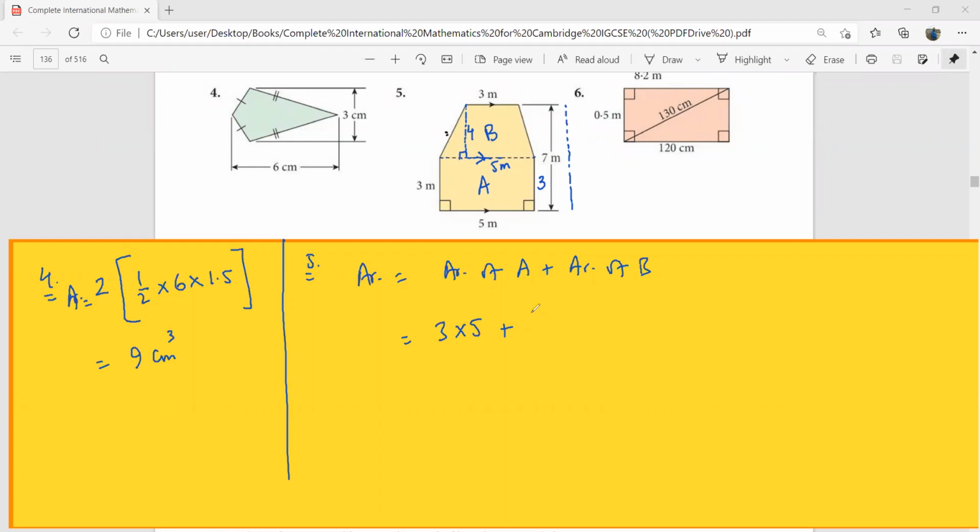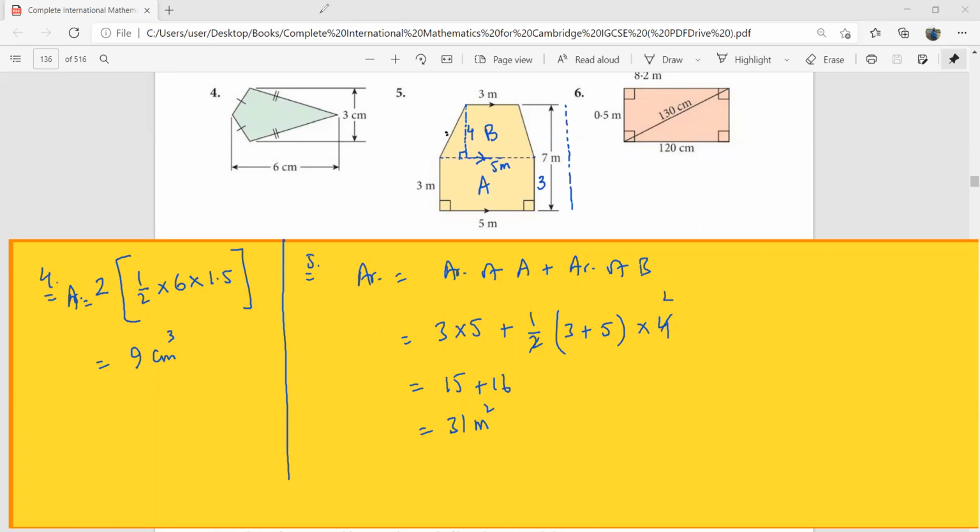So this is half into sum of the parallel sides. One of the parallel sides is this 3, the other one is 5, and times the height, which is this 4 over here. So that is 15 plus 16. So this is 31 meter square.